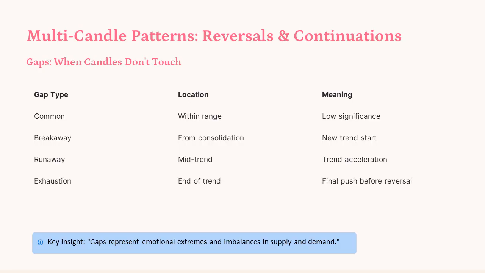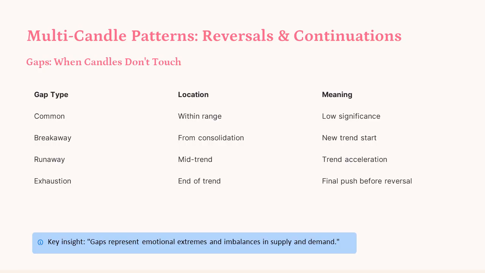Exhaustion gap. An exhaustion gap appears near the end of a trend. It's a final, often dramatic gap in the direction of the trend, but it's quickly reversed. The psychology: the last of the believers have entered the trend, and there's no one left to push price further. Exhaustion gaps often fill within a few days and signal an impending reversal.